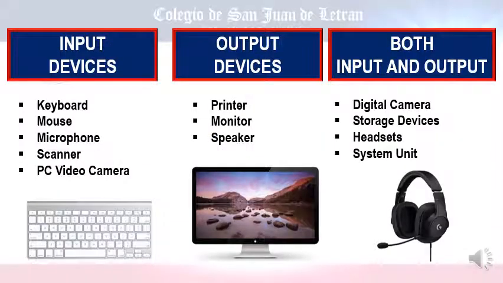Next, let's talk about the different devices in a computer. We have input, output, and both input and output. Under input devices, we have keyboard, mouse, microphone, scanner, PC video camera. While in output devices, we have printer, monitor, and speaker. In both input and output, we have digital camera, storage devices, headsets, system unit.